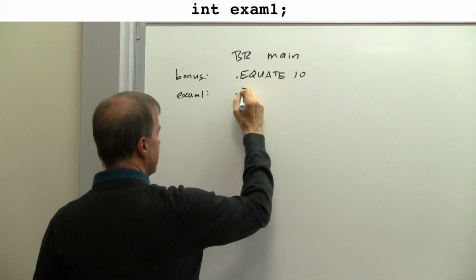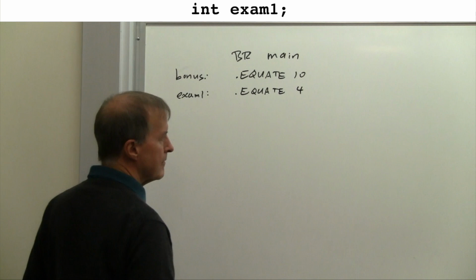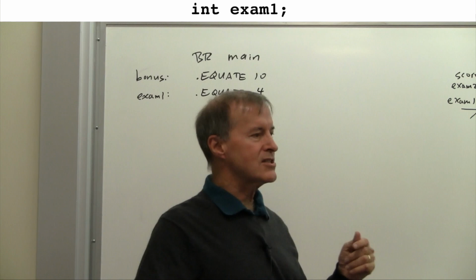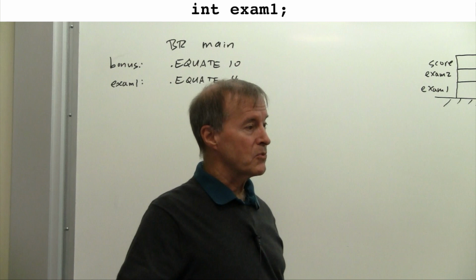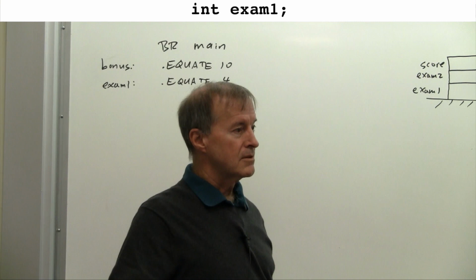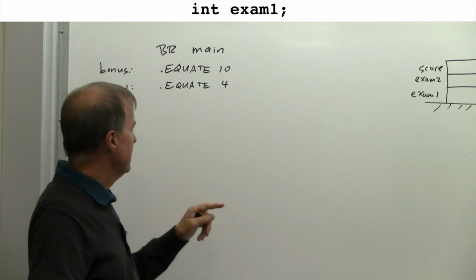Can you explain why it is not equate? And why isn't it? Because these are local variables. They are allocated on the runtime stack. They are not allocated with dot block at a fixed location in memory because they're not globals. I think you'll see in a minute how this works. Okay, so exam 1 is the dot equate 4, and now what's the next one?